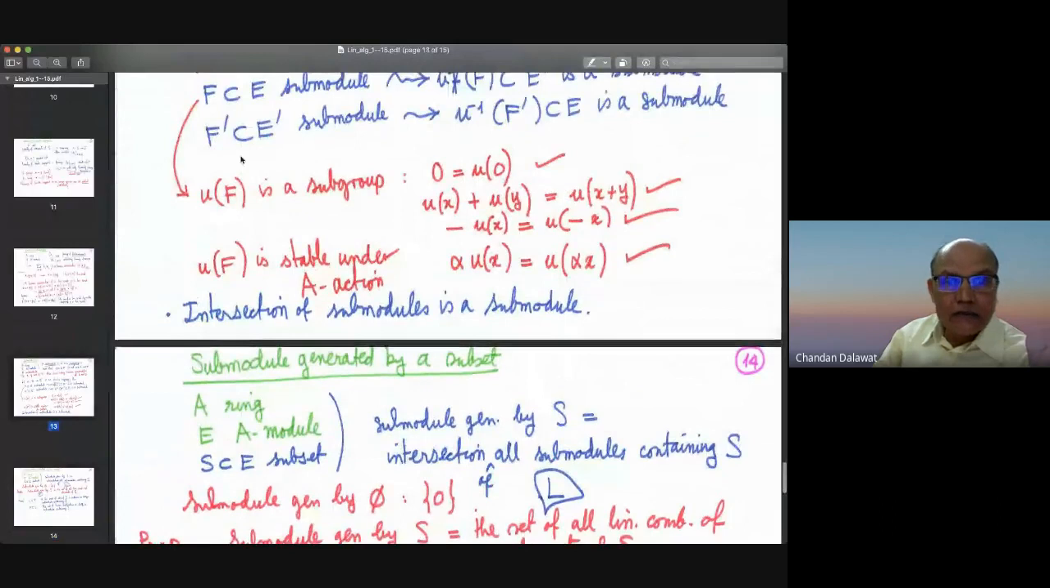Okay. Yeah, so here I've tried to indicate why it's a subgroup and why it's stable under scalar multiplication, etc. So I've tried to indicate the proof of the first claim.